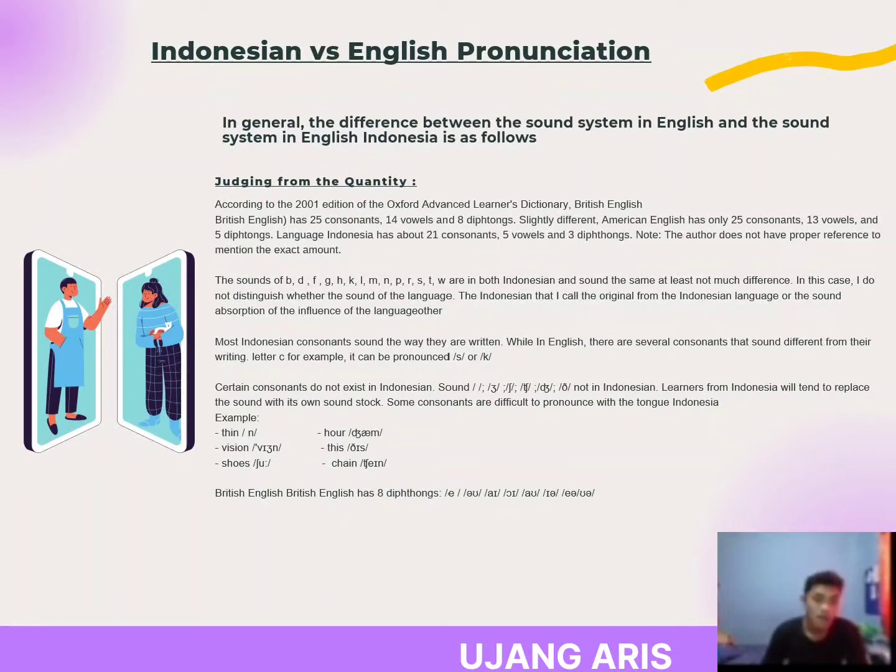Letter C, for example, can be pronounced in different ways. Certain consonants do not exist in Indonesian sound. Learners from Indonesia will tend to replace the sound with their own sound stock. Some consonants are difficult for Indonesians to pronounce, for example: sin, vision, says, her, this. British English has the diphthongs.